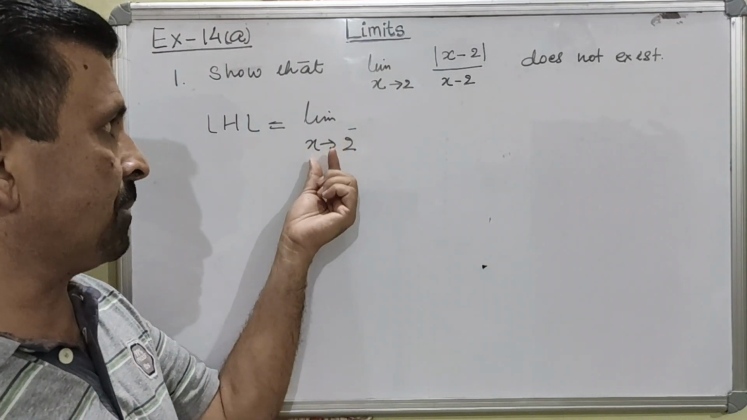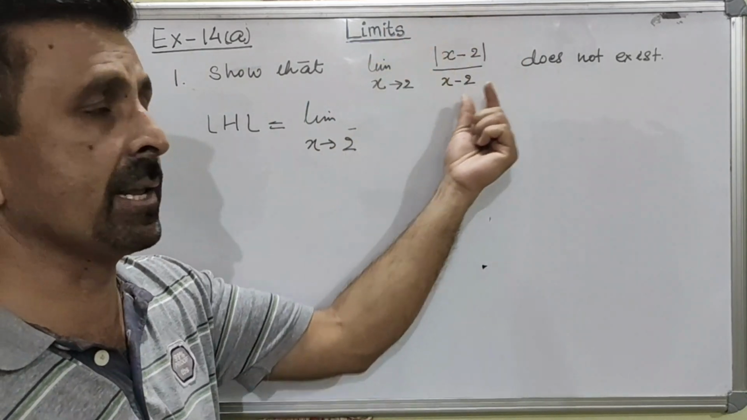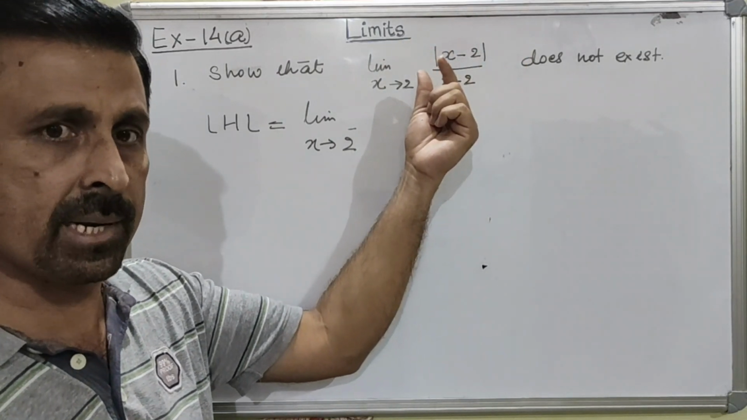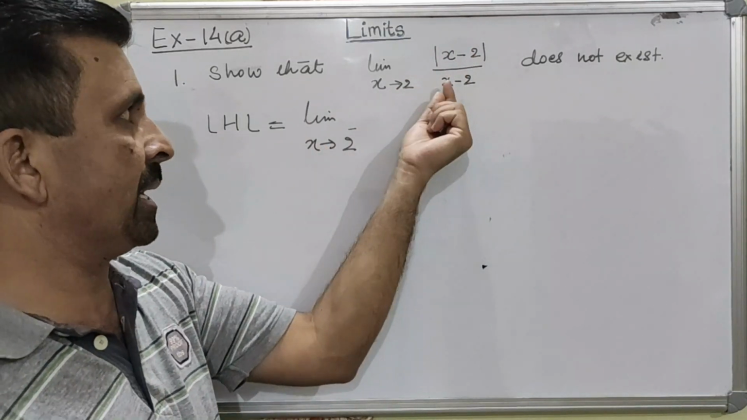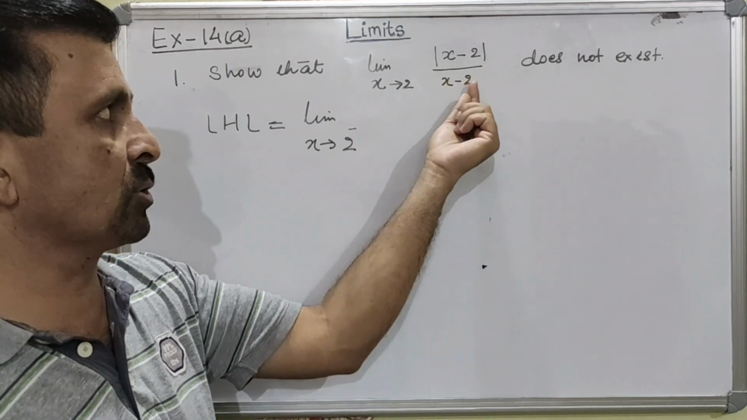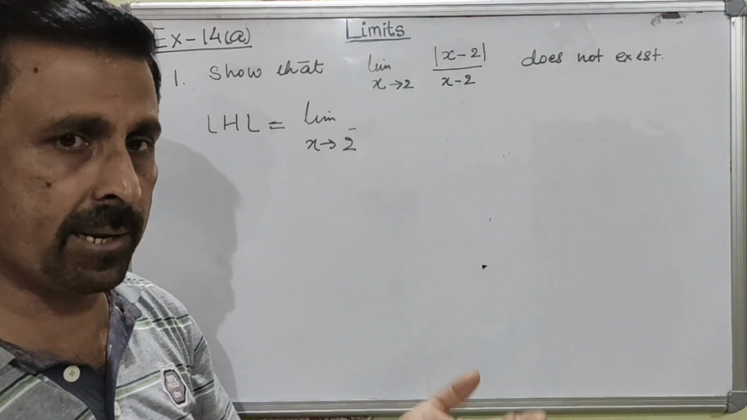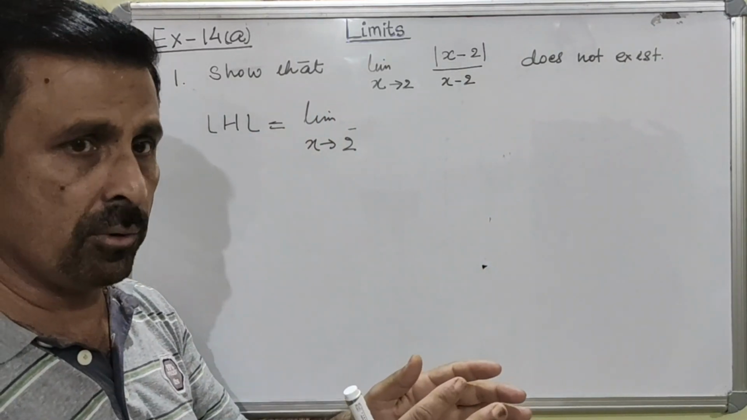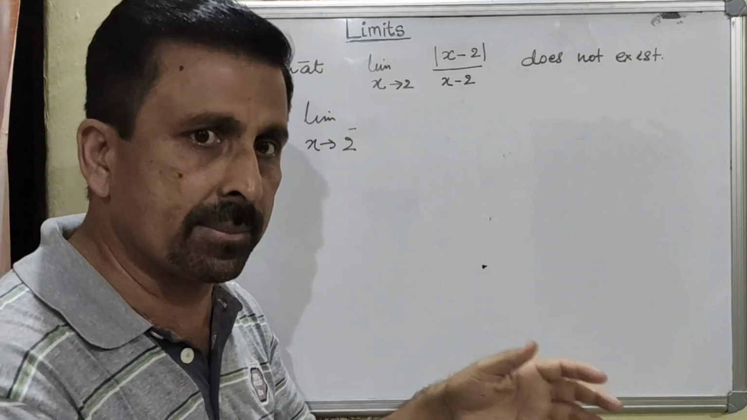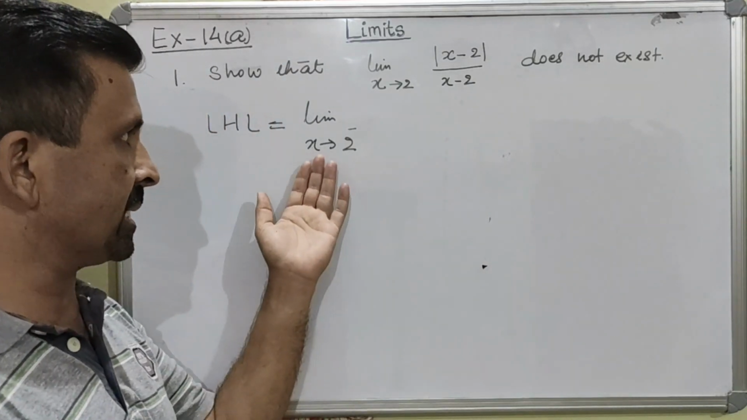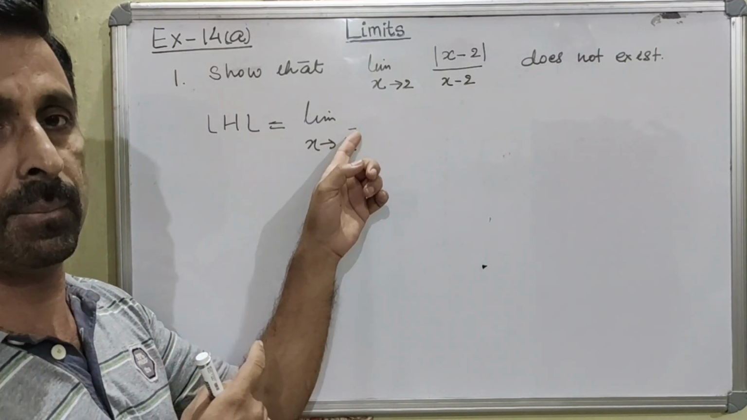Because if x becomes 2, then this becomes invalid. It becomes undefined. If I take x equal to 2, then the denominator 2 minus 2 will become 0, and any number divided by 0 is undefined. Therefore, x is never exactly 2, but x is tending to 2. X is trying to be as close as possible to 2. And this is approaching from the left side. That is why we are writing this as x approaches 2 minus.